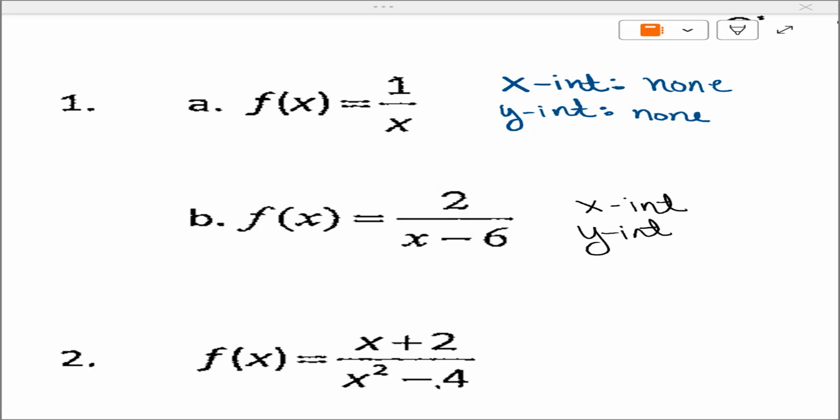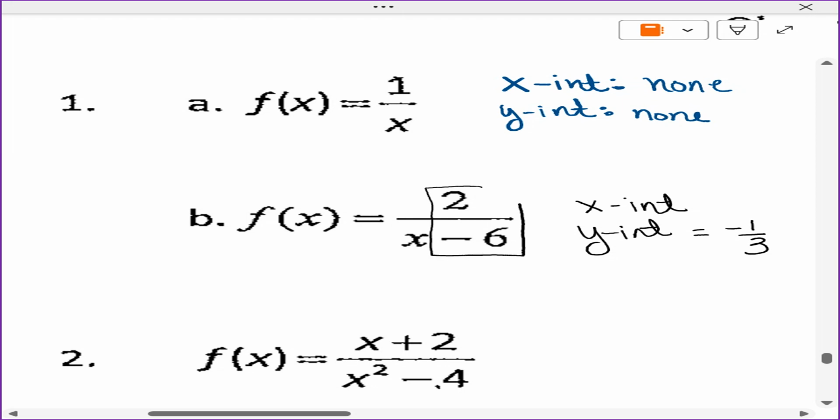Well, I think it definitely crosses the y-axis. It looks like it crosses it right here. What is that number? Which is negative 1/3, right? So the y-intercept is negative 1/3. What does 2 over negative 6 reduce to? Negative 1/3.